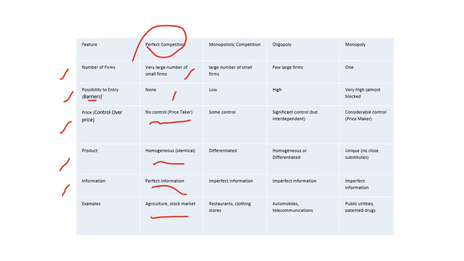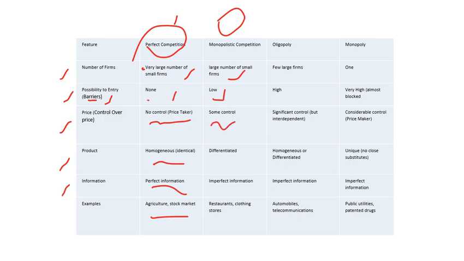The second type is monopolistic competition. In monopolistic competition, we have a large number of small firms. Here it is large, a bit smaller than in perfect competition. If we talk about the barriers, we have low barriers. We don't have any barriers in perfect competition; here we have some, but they are very low. So entering the market is very easy.